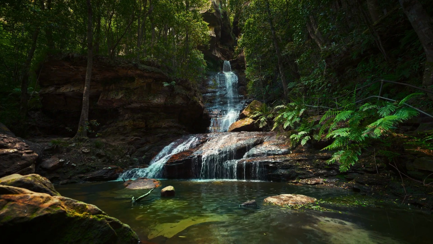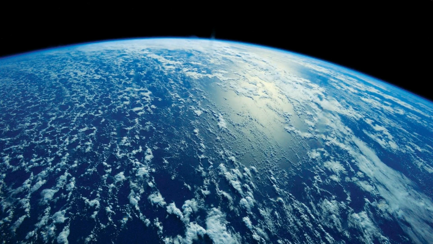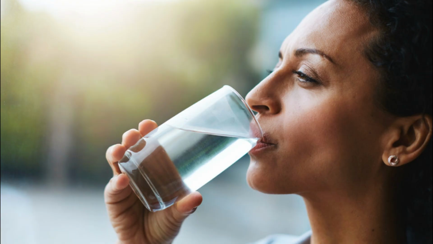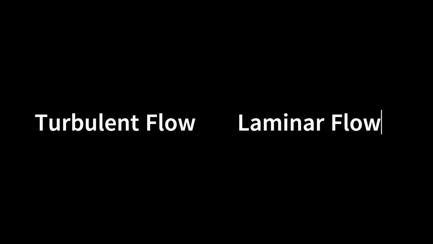Water. It makes up 71% of the Earth's surface, 60% of the human body. We drink it, we swim in it, and we even post things like this. But did you know that there are two forms of water flow? They are called turbulent and laminar flow.